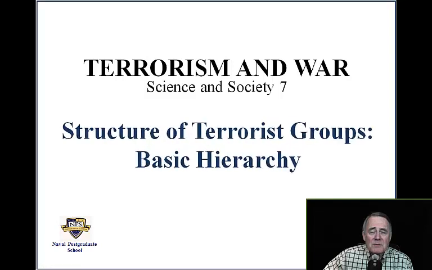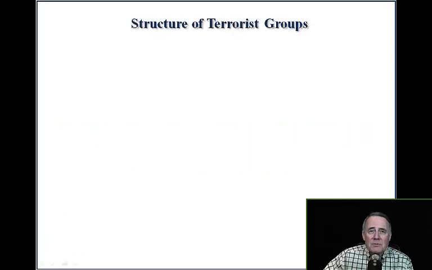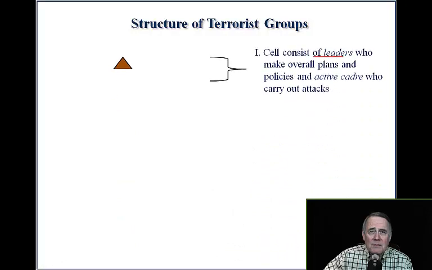Structure of terrorist groups. Basic hierarchy. Terrorist groups are organized like a pyramid. The top level is designed to preserve secrecy. At the top are a few leaders who make the overall policy and plans. Below them is a larger group of terrorists who actually carry out attacks, the active cadre. These members often specialize in particular activities such as intelligence or surveillance, bomb making, or communications.